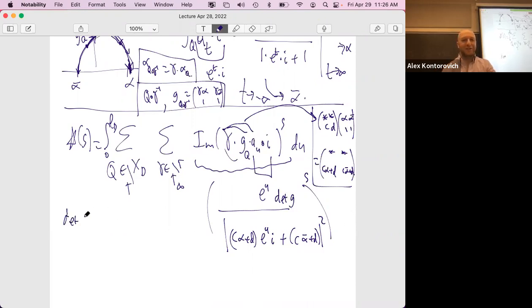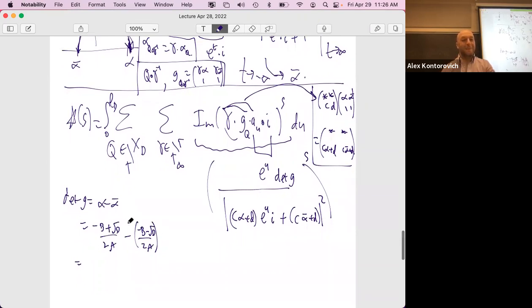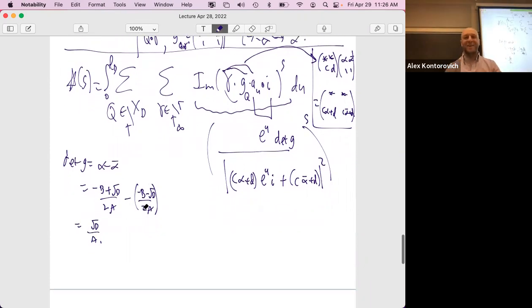So the determinant of G is alpha minus alpha bar, and that is negative b plus root d over 2a, minus negative b minus root d over 2a. So you use the conjugated part. So that's 2 root d over a. So this is going to be root d over a to the s power. That's where we're going to get our root d to the s. Very interesting.